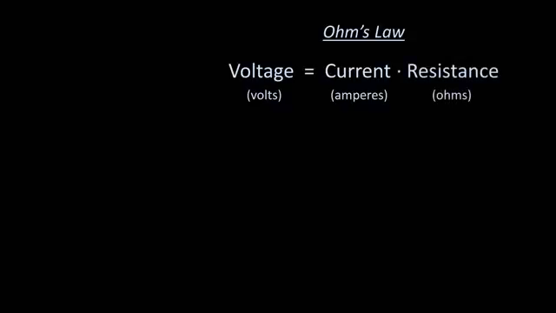I'll review it briefly here. Ohm's law for electricity simply states that the voltage, as measured in volts, equals current, as measured in amperes, times resistance, measured in a unit called ohms. This is usually abbreviated V equals IR.